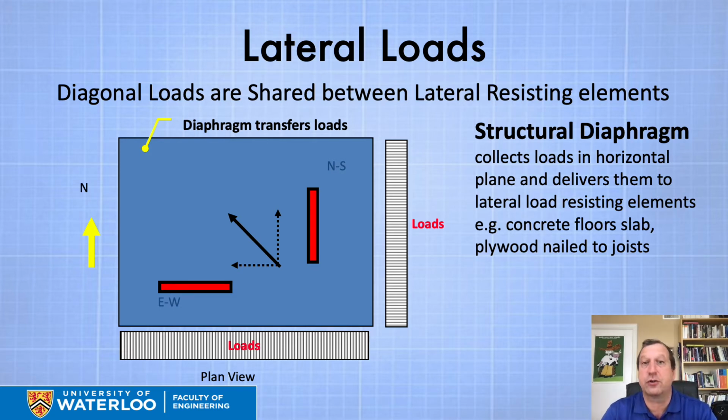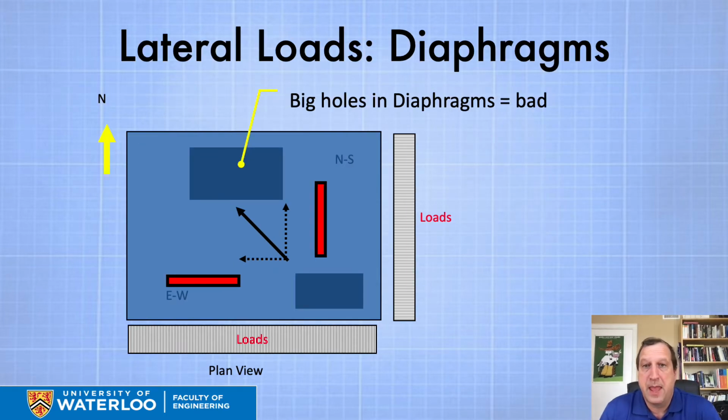And so the structural diaphragm is the label given to that function. It almost always is a roof or a floor system. But if we don't have a roof or a floor, we have to replace that with some other way of transferring these lateral loads from the perimeter to the lateral resisting system.